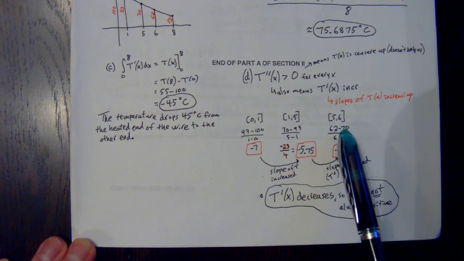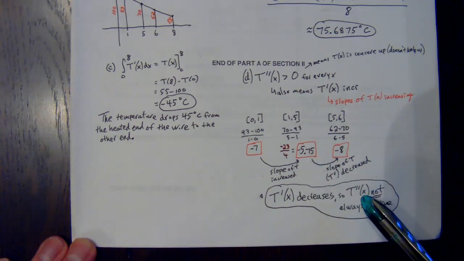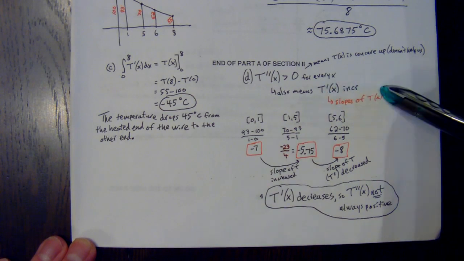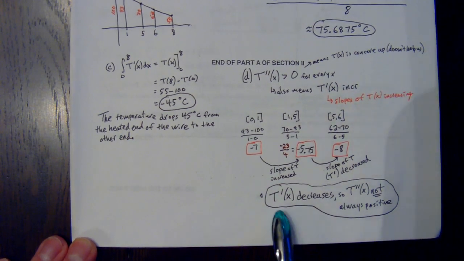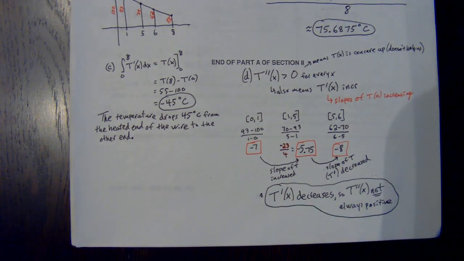But then your next interval, the slope went from -5 to -8, and it decreased. So if it decreased, that means that T prime was decreasing, the slope was decreasing. And so since that T prime decreased, that second derivative is not always positive. So I thought that was a little tricky, but you know, we're learning as we're going through these things and just applying some of these properties.